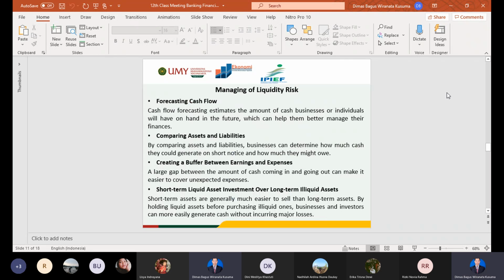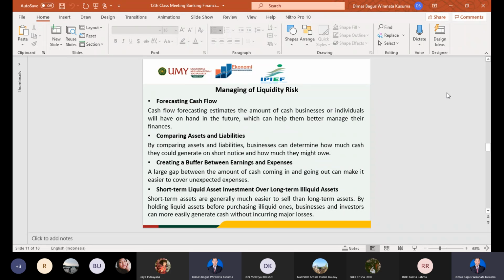And how do we manage liquidity risk? There are 4 steps. First, forecasting cash flow. You have to be able to forecast when the cash flow will start, whether this month, next year, or when. By having this forecasted cash flow, we have a plan to manage when you have to sell your asset, or when you have to provide your cash and others.